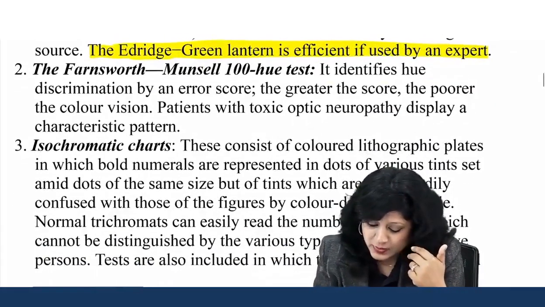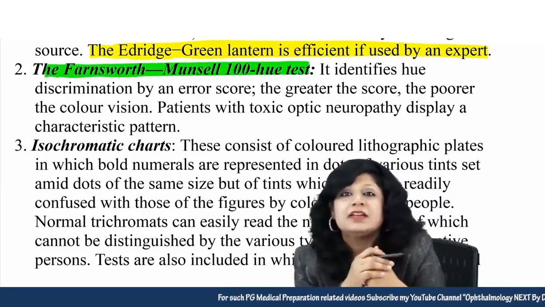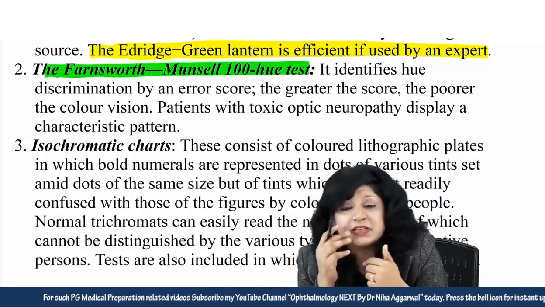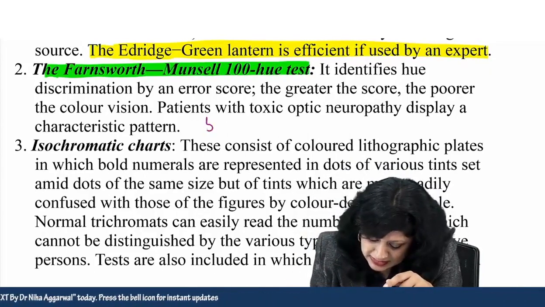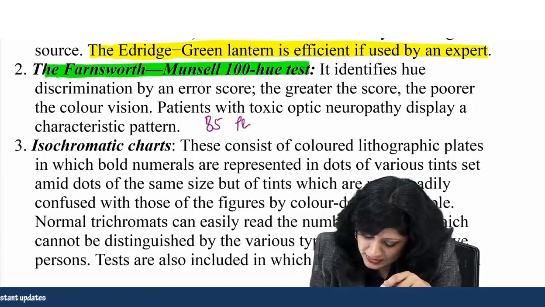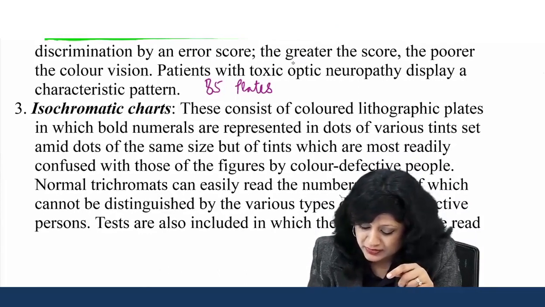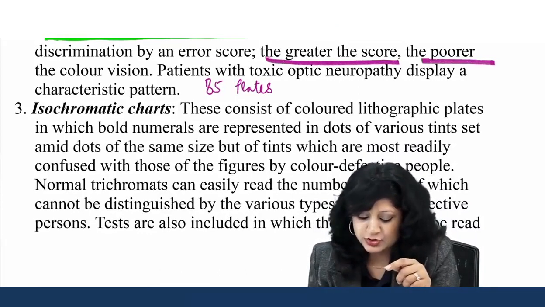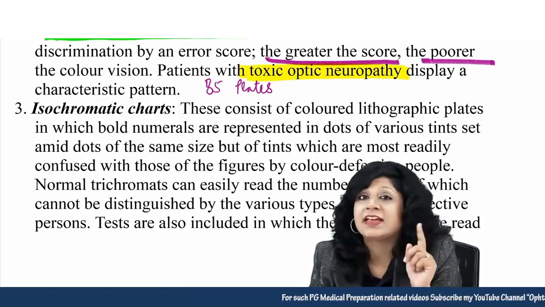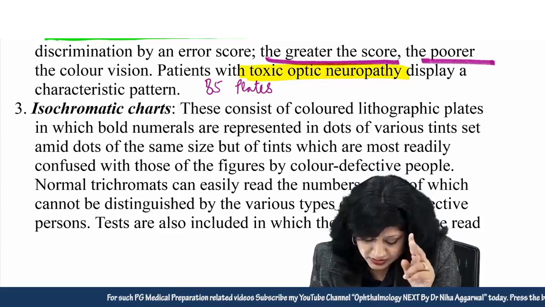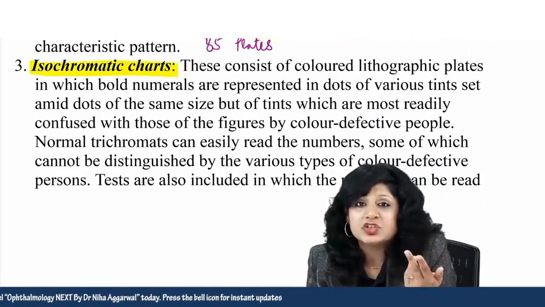Then the second one is the Farnsworth Munsell 100 hue test. Now another important thing is that it is a 100 hue test, but it is actually not using 100 plates. It has got just 85 plates. It identifies hue discrimination by an error score. The greater the score, the poorer the color vision. So those patients who are having toxic optic neuropathy will have a characteristic pattern on this Munsell 100 hue test.